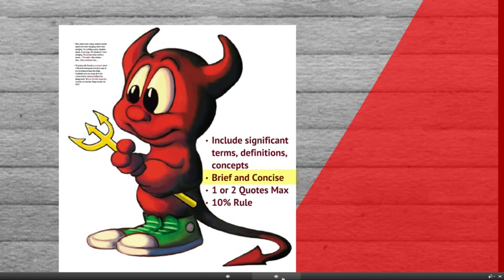You're going to have to be more brief and concise. This is hard to do if you don't fully understand the terms and concepts. If this is the case, reread the original text, use a dictionary, or ask for help from an instructor, tutor, or peer. And last, if you choose to include a quote, which can be a nice touch, just use 1 or 2 max and make sure they're not too long. In general, the quote shouldn't be more than 10% of the summary.